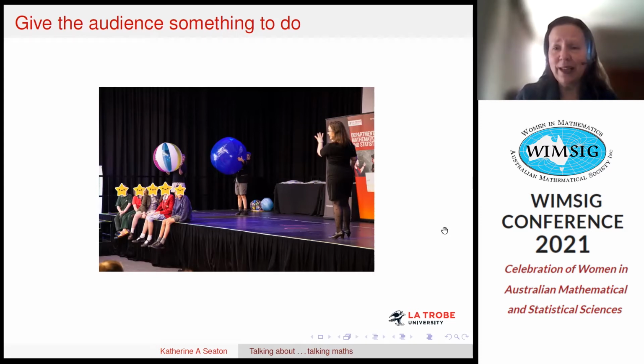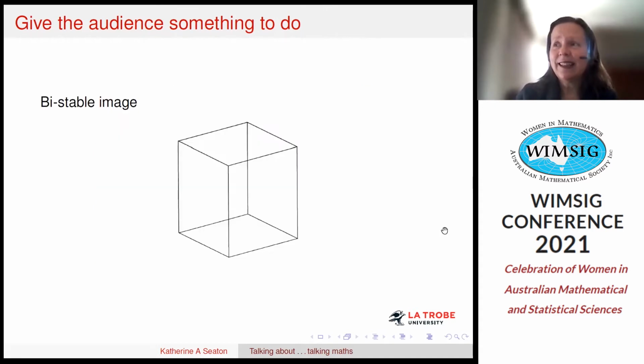Now, it doesn't work so well in Zoom. So here's another way to give people something to do while you're talking. Have a look at this image and look at it for a while. And when it flips for you, maybe you want to put your thumbs up in the chat. Look at it for a while and suddenly it will flip. Yeah. Has it flipped? Yeah. It's what's called a bistable image. And it is at the heart of many of Escher's diagrams.